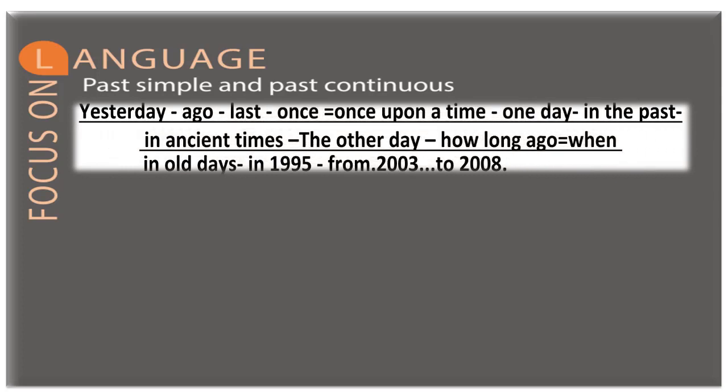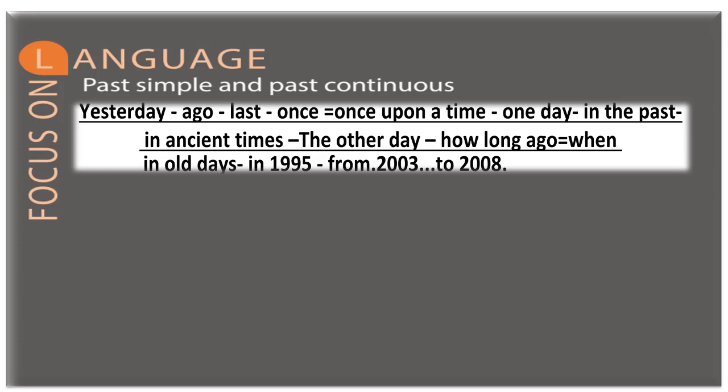Now we have some words that express the past simple. في كلمات تعبر عن past simple like yesterday, ago, last, once upon a time, one day, the past, ancient times, the other day, how long ago, when, old days, 1995. طبعا 1995 ثابتة. The example for date in the past, تعبير عن تاريخ في الماضي, from 2003 to 2008.